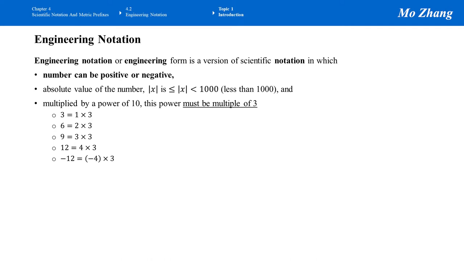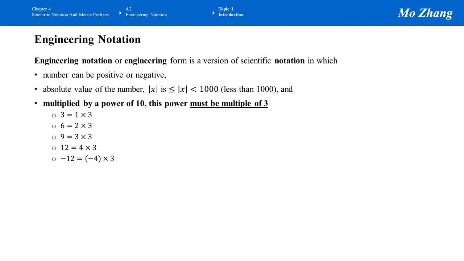First, the number can be either a positive or negative number. It cannot be 0. The second rule, the absolute value of the number is between 1 and 1,000. It can be greater than or equal to 1 and has to be less than 1,000, which means it cannot equal 1,000. It can be 999.9999, but just cannot be equal to or greater than 1,000.